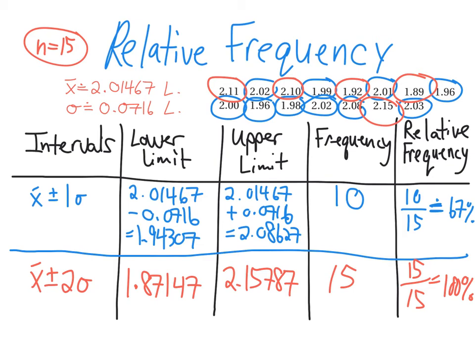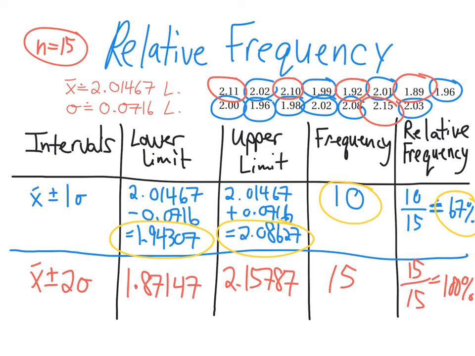So in this data set, 1 standard deviation above and below the mean gives us a lower limit and an upper limit, which is a window to the data set, which accounts for 10 pieces of data, which as a relative frequency, we take this frequency of 10 and we put it over the total frequency of 15, and it gives us a relative frequency of 67%. So in other words, the relative frequency is a percentage. It's a percentage of the sample space.